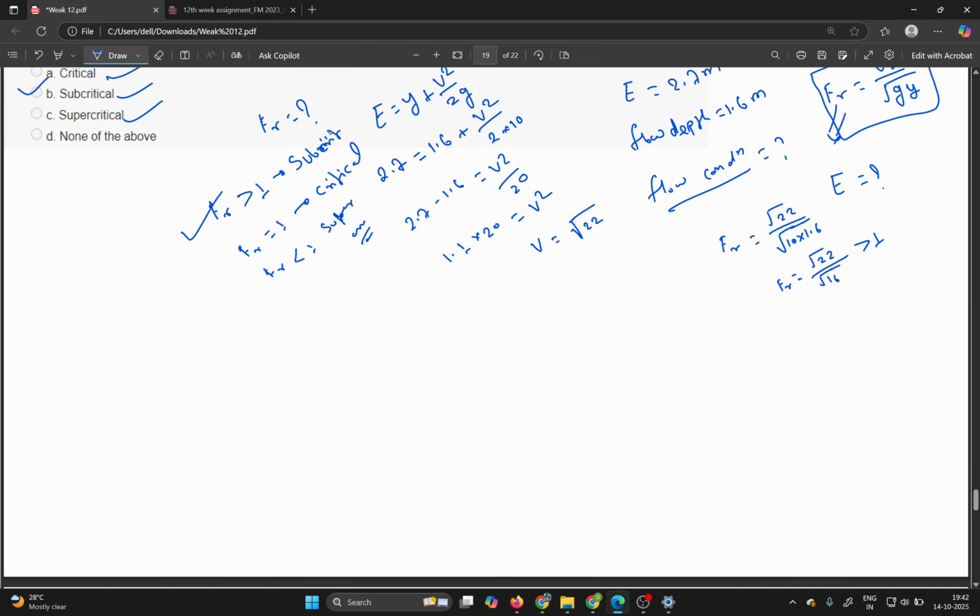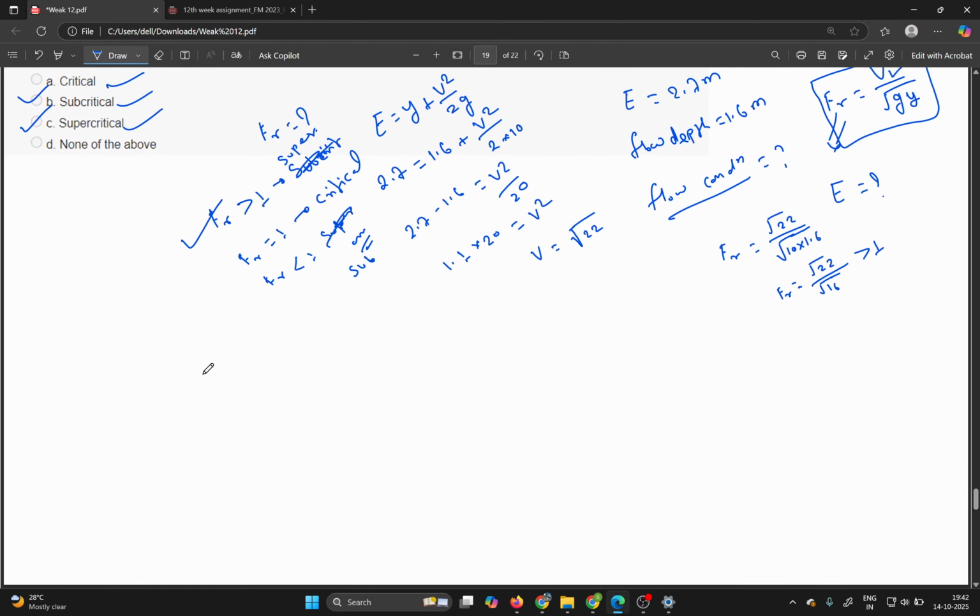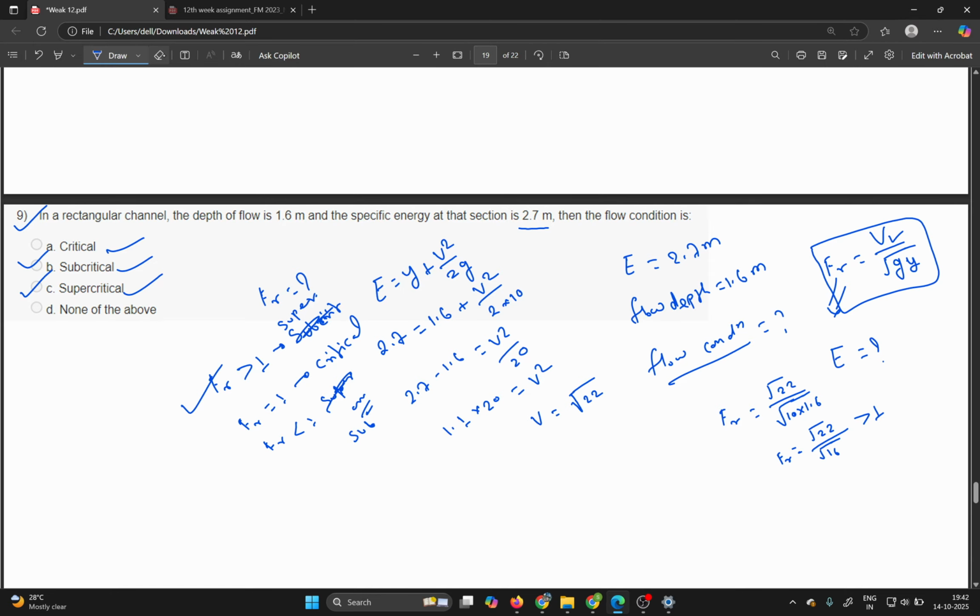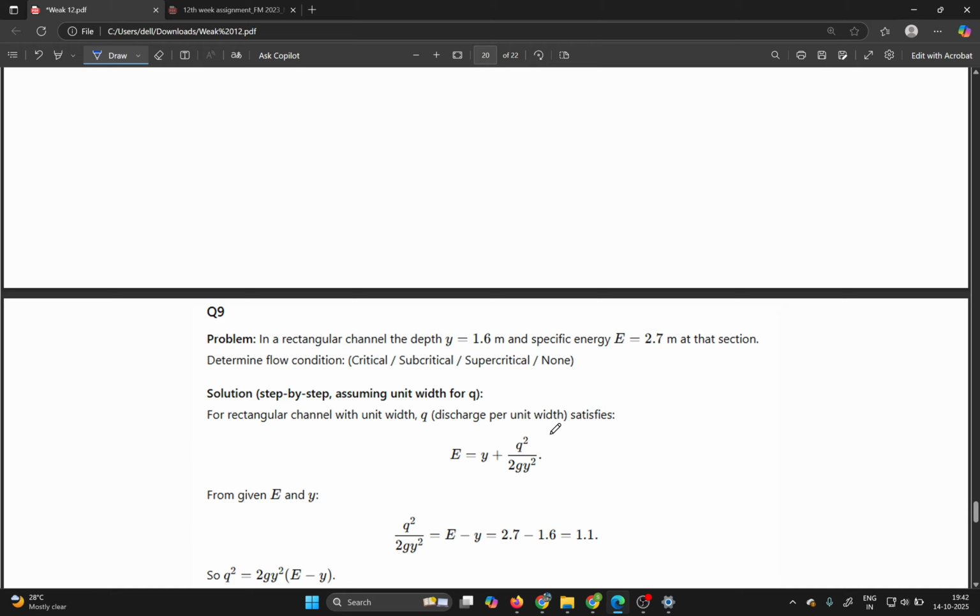Yes. So this is your supercritical, and this is your subcritical. So definitely here your option C will be correct. Okay, fine. Hopefully you guys got it. Okay, fine. Let us move with the next one.